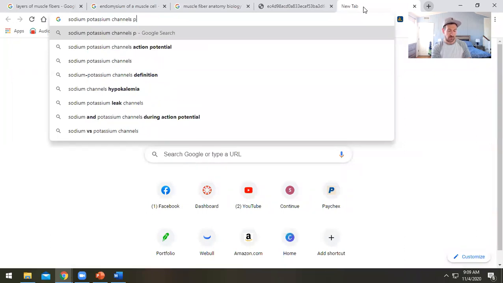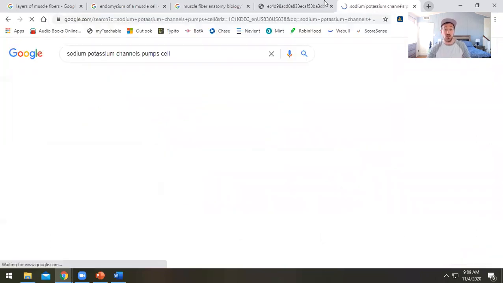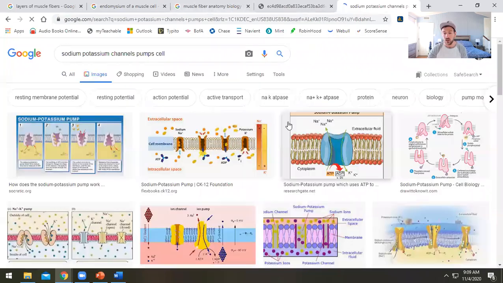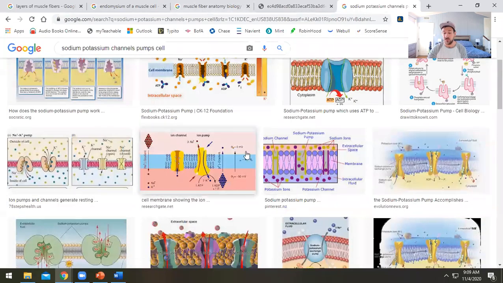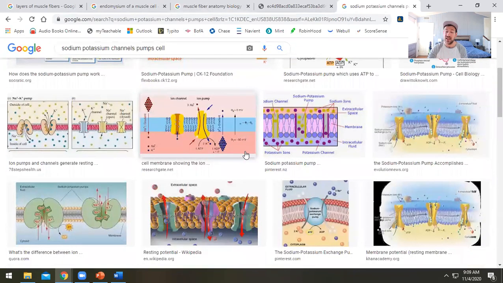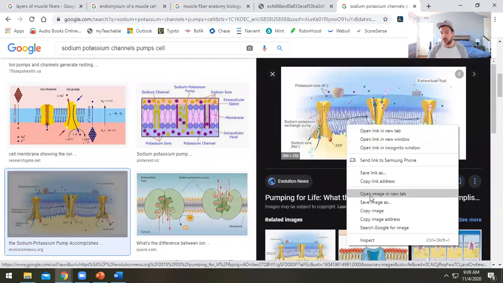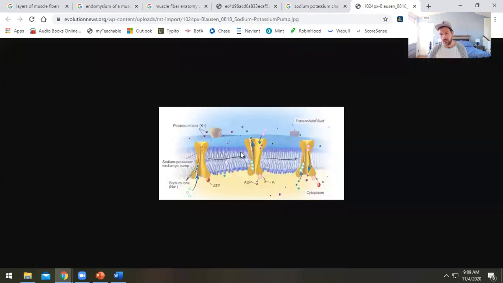Sodium, potassium channels, pumps. If you look at the outside cell wall, your cell wall is this phospholipid bilayer. It's that layer of fat that surrounds all of our cells. Every cell you've got is surrounded by this fatty layer. And it looks like this, where you can see the protein side is on the outside and the fat part is on the inside, and that keeps water in and keeps water out.